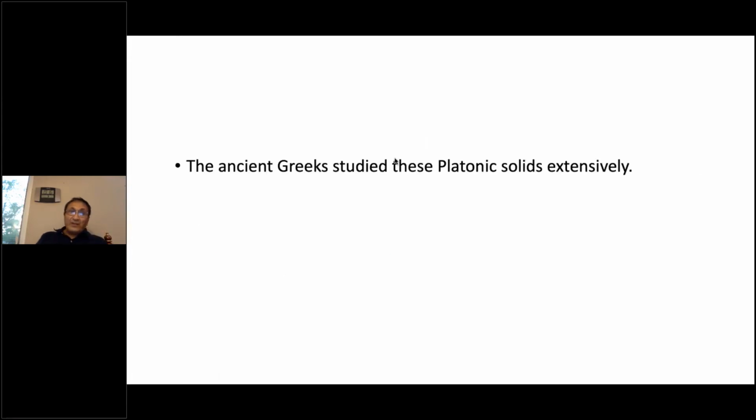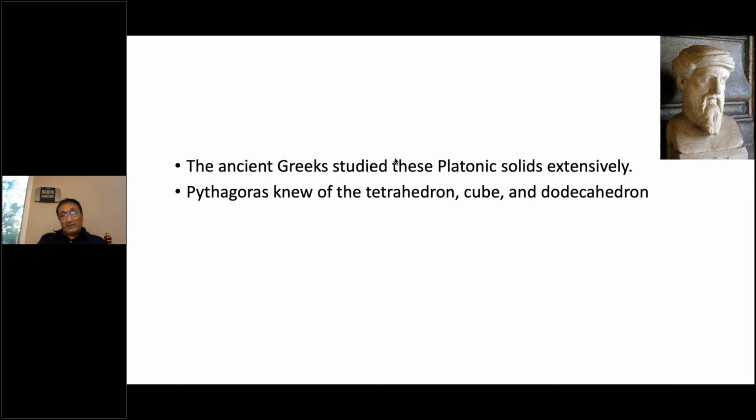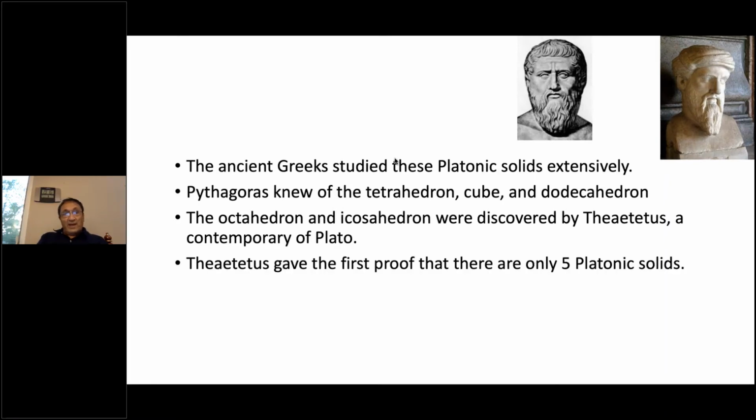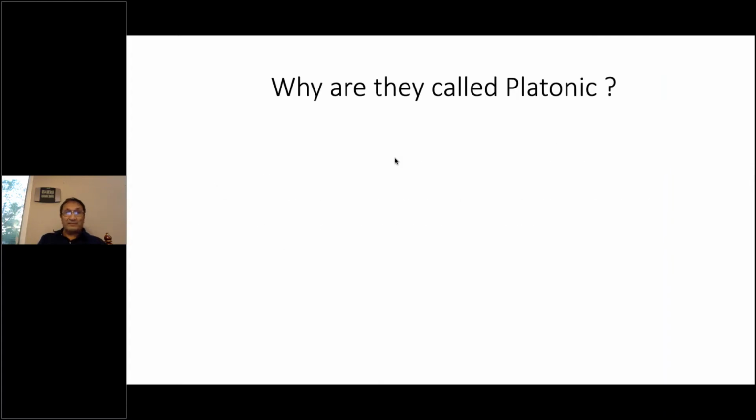So what is the genesis of this name? Well, the ancient Greeks studied these extensively. For example, Pythagoras knew of 3 of them: tetrahedron, cube, and the dodecahedron. The octahedron and the icosahedron were discovered by a different person who was a contemporary of Plato. And Theodotus gave the first proof that there were only 5 solids. So if Pythagoras and Theodotus were the ones who discovered these Platonic solids, why are they called Platonic? You might wonder. Well, the reason is kind of funny.